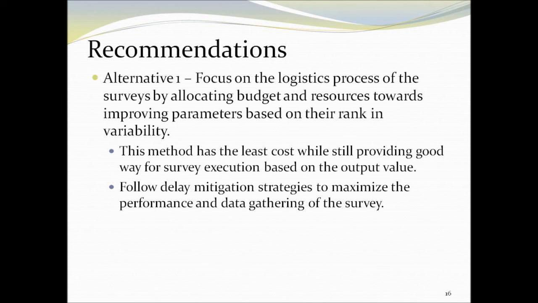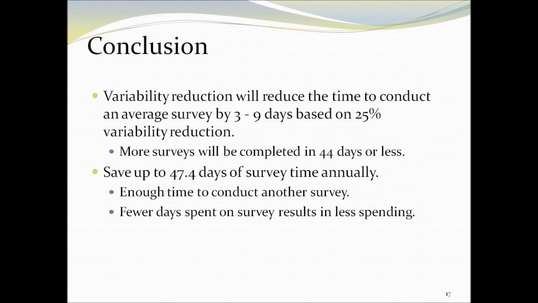Our recommendation is to follow alternative 1 because it has the least cost while still providing good results based on the output. The variability reduction results in saving between 3 to 9 days based on 25% variance reduction. This will save up to 47.4 days of survey time annually, leaving room to conduct another survey or save money in the long run.